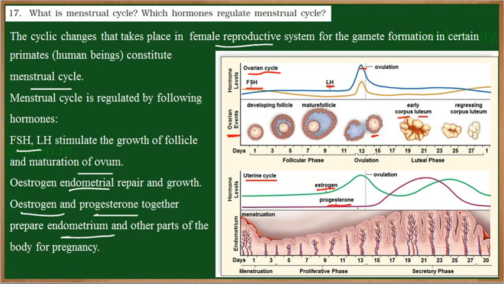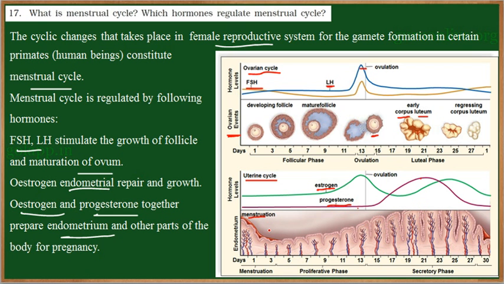Suppose there is no fertilization, the corpus luteum degenerates and there is no further release of the hormones estrogen and progesterone. So we can see there is a decline in the concentration of estrogen and progesterone. In the absence of these hormones, the endometrium starts to degenerate, which is called menstruation.